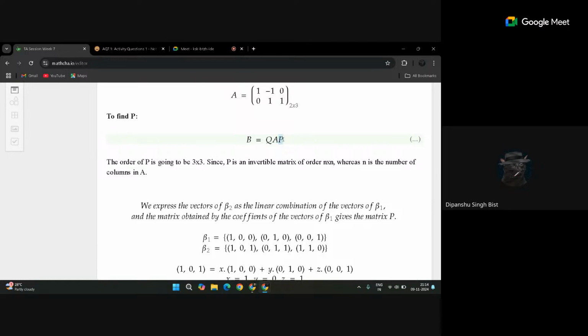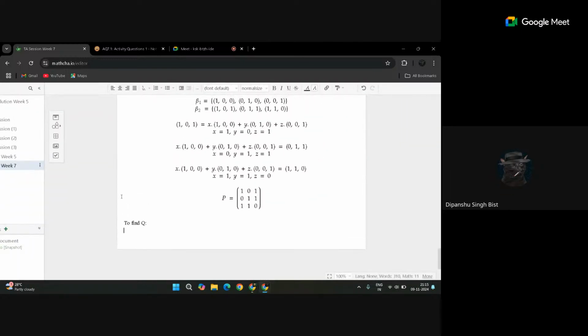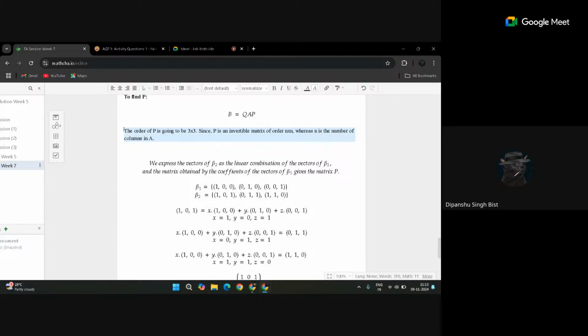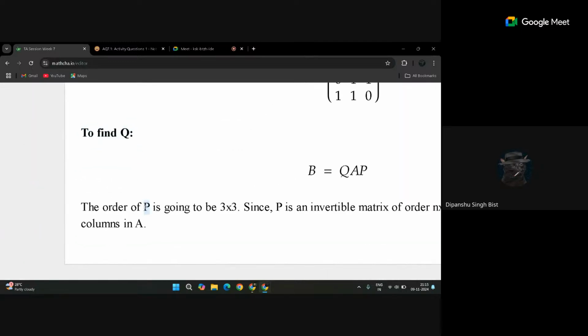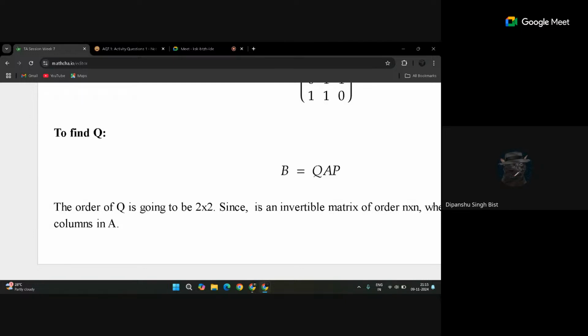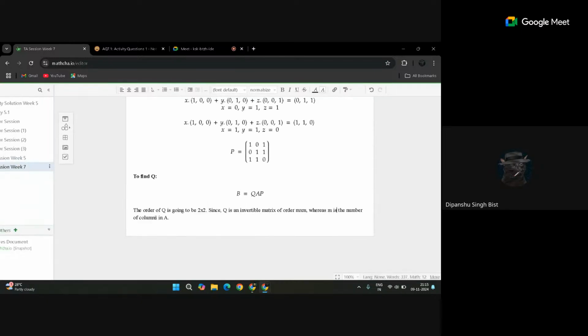If you want to find the post-multiplication matrix, then it depends on the bases of the domain. And if you want to find the pre-multiplied matrix, then it depends on the basis of the codomain. Okay, so if I say to find Q, can I write similar conclusions about Q? From here I'll write, but this time instead of P, I will write Q. The order of Q is going to be 2 cross 2, since Q is an invertible matrix of order m cross m, where m is the number of rows in A.